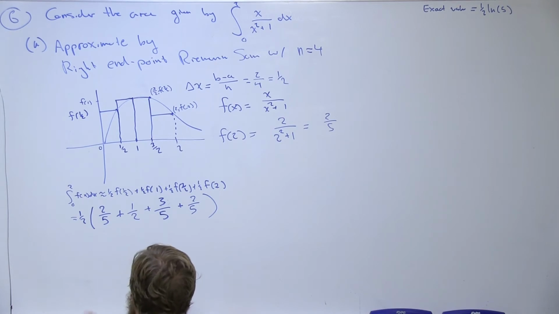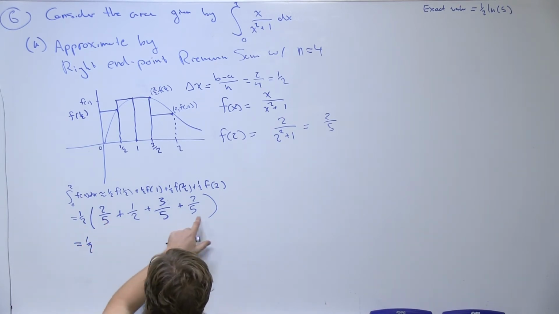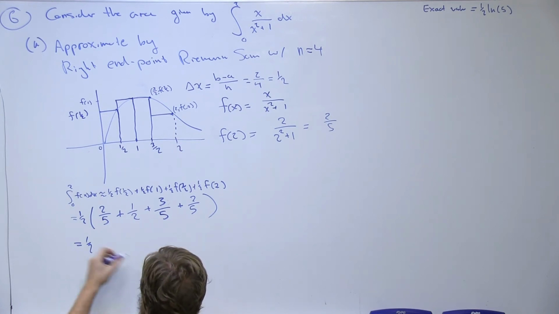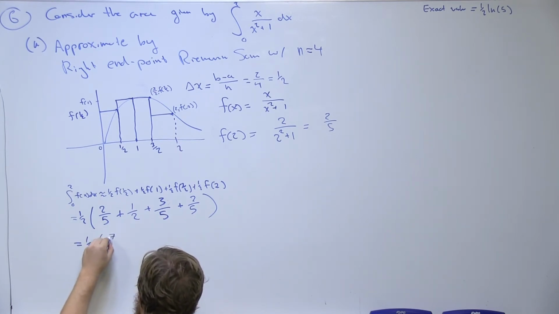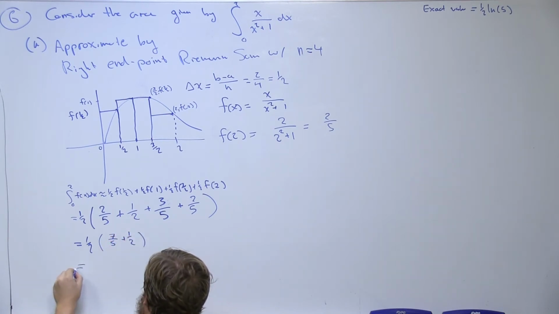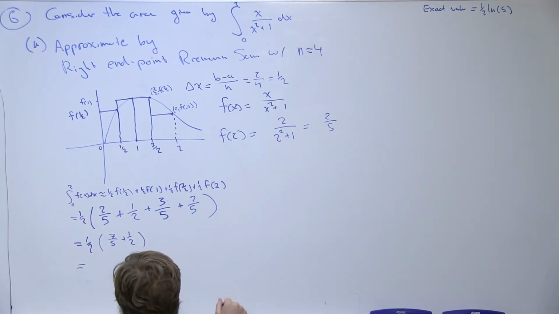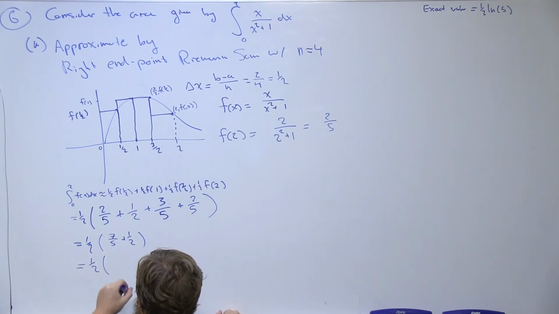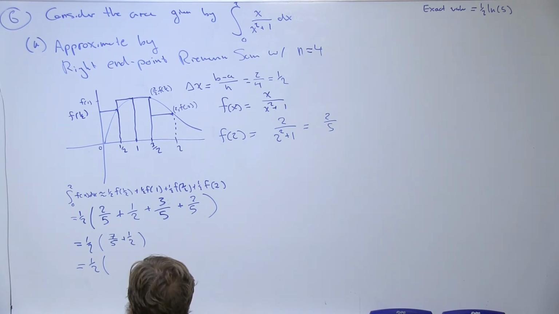So I've got a bunch of ratios over 5. Let's combine those first. So I've got 2, 3, 2 is 4, plus 3 is 7/5, plus 1/2. Okay, so with 1/2 out front, we can write these as ratios over 10 if we like. So 7/5 is 14/10.